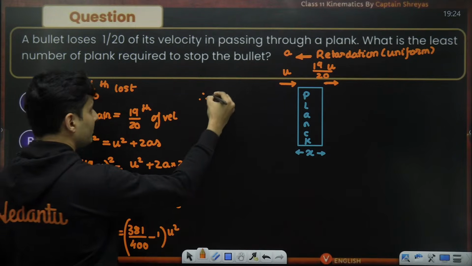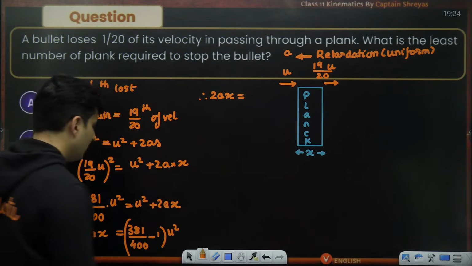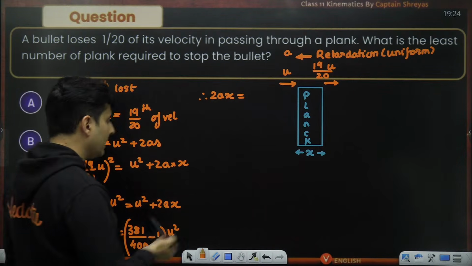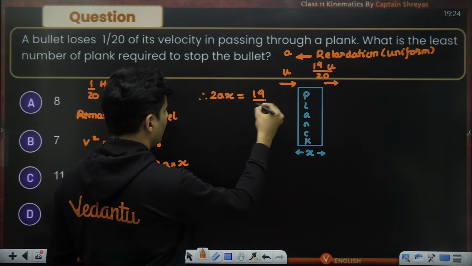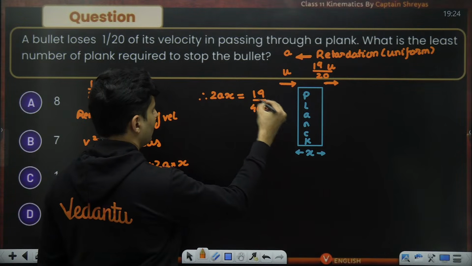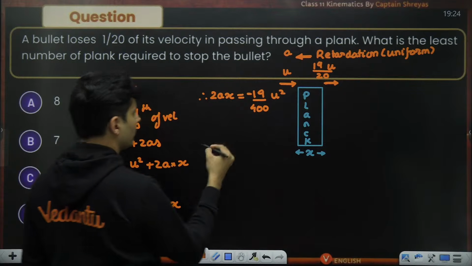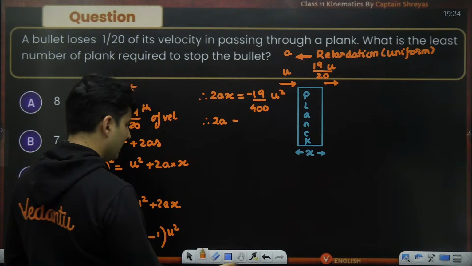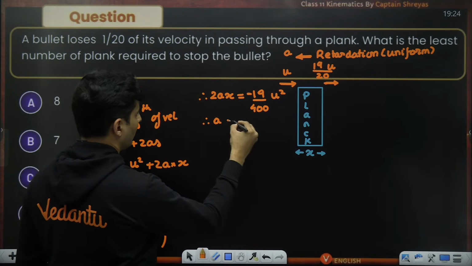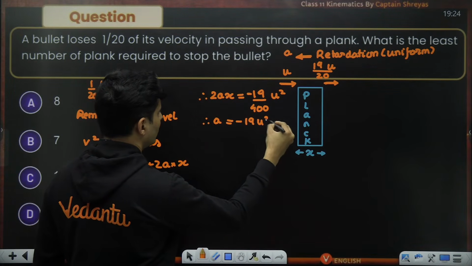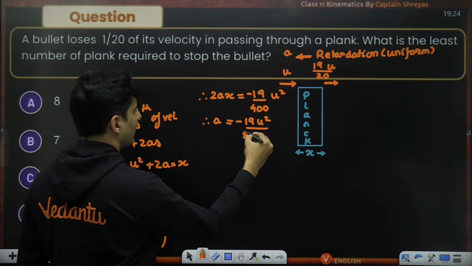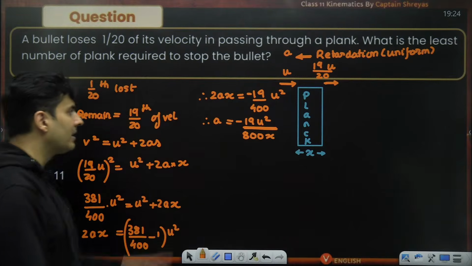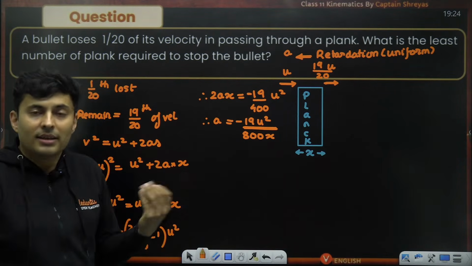Therefore 2ax will be, check this out, 381 minus 400, that is basically 19. So it will be nothing but 19 divided by 400, but with a negative sign, and there is u square over here. From this we can get the value of 2a, or basically just the value of acceleration. Acceleration will be minus 19 u square divided by 2 into 400 is 800, and of course x over here. So I got the value of acceleration in the plank, or the retardation in the plank.